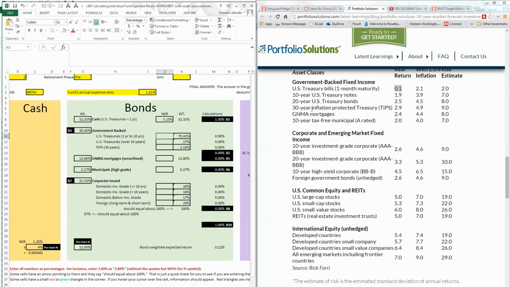U.S. Treasuries 1 to 10 years, they didn't really break it down like that. They just gave me 10-year Treasury notes, so that's what I'm going to use. 1.9 plus 3 is 4.9. Over 10 years, I'm just going to use the 20-year Treasury bond one for that. So 2.5 plus the 3% inflation is 5.5. And then the TIPS, the 2.9 plus the 3% inflation gives me 5.9.